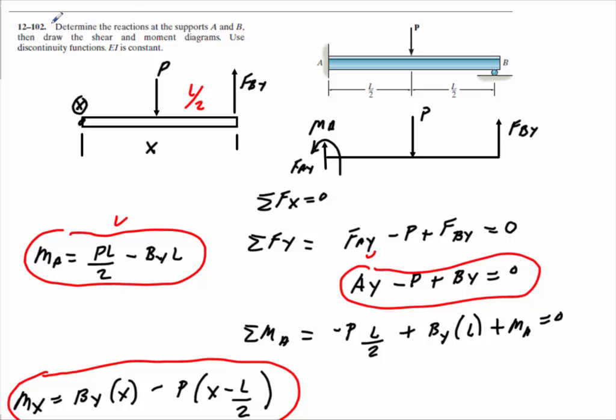This is problem 12-102. Here you have a cantilever beam. It's being supported at a reaction point B, has a load P. From that I drew a free body diagram.